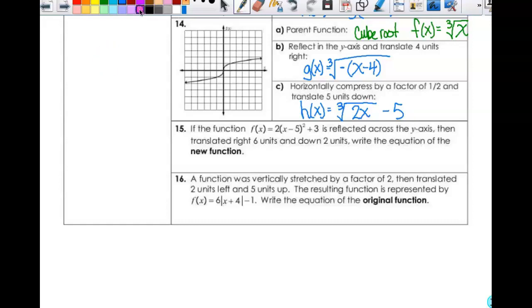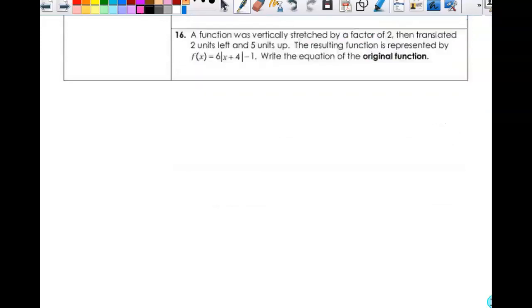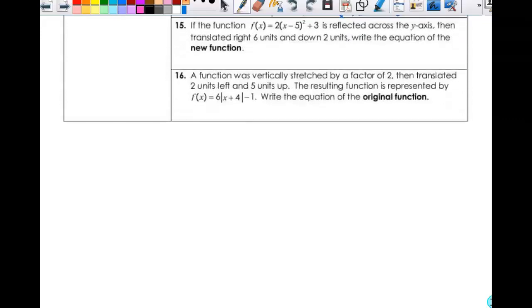So 15 says, if this is our function, 2 times x minus 5 squared plus 3, if that function is reflected across the y-axis, then translated right 6 units and down 2 units, I want the new function. So instead of starting with a parent function, I'm starting with a non-parent function, like a cousin function maybe. And if I'm going to reflect in the y-axis, it has to be on the inside of the x, right? So that means I'd have to have a negative, and then it's going to be x plus or minus something.